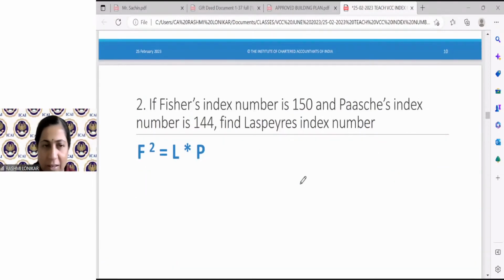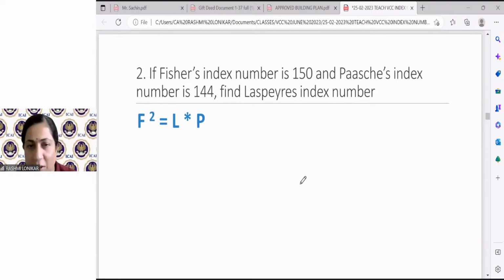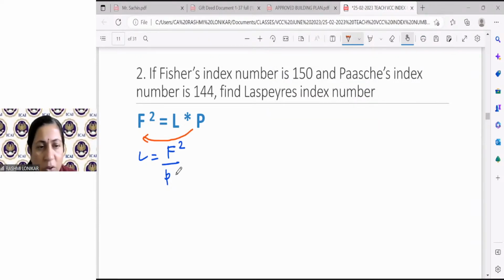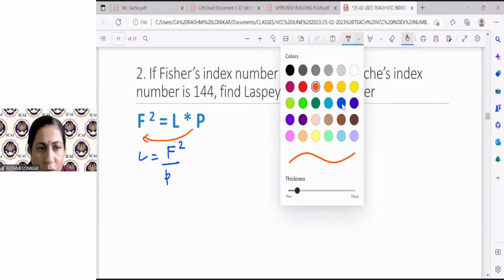Okay. Second question. If Fisher's index number is 150 and Paasche's index number is 144, find Laspeyres' index number. So from this formula, Fisher square is equal to Laspeyres into Paasche. I can get Laspeyres to be L is equal to F square upon P. Okay. So what I have done is I have taken this P to the denominator. So how much will I have?